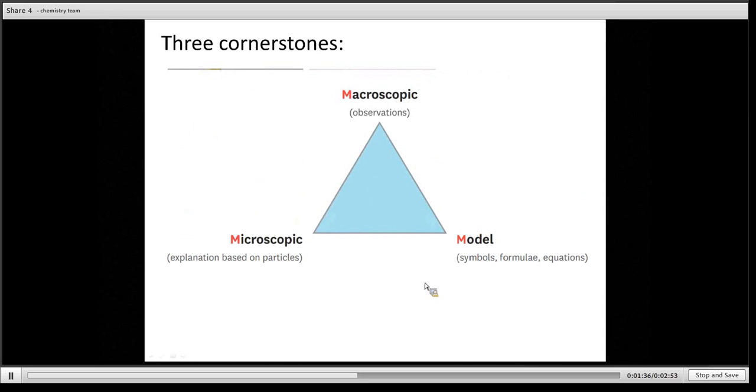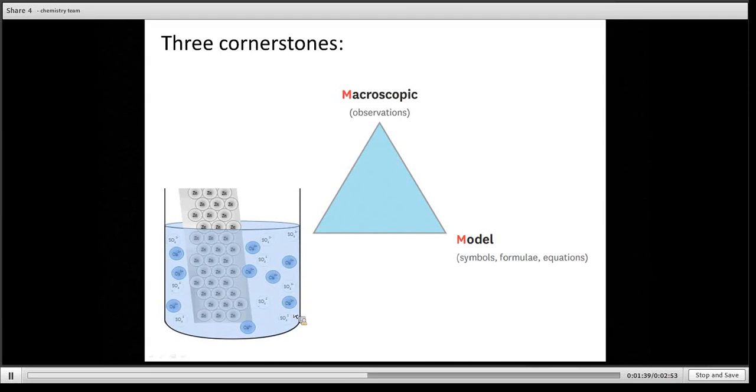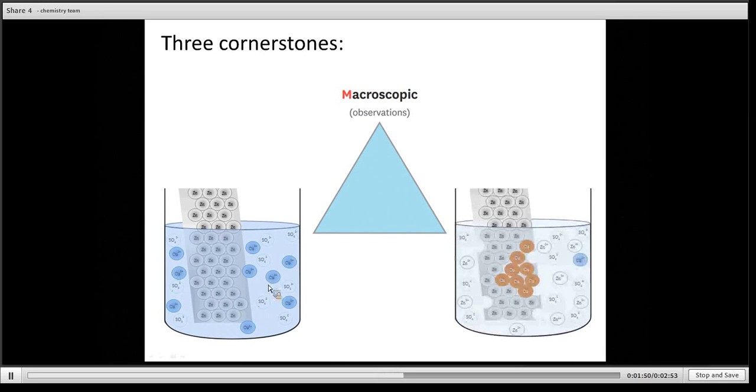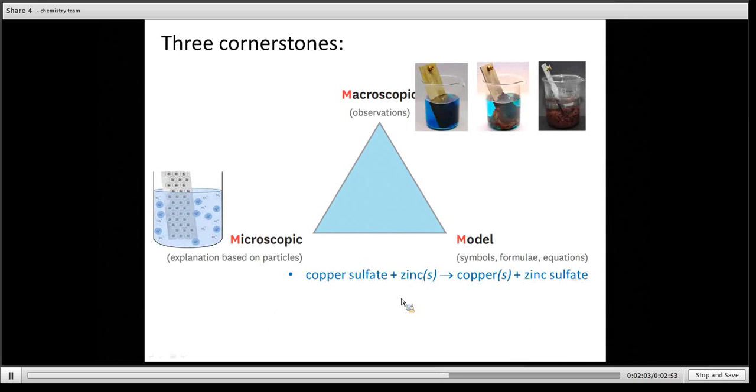So we explain those facts on a microscopic or particle level, where we're trying to show that the zinc is neutral and the copper are positive ions, and what is happening is that the zinc has lost electrons to the copper, so the copper is now copper metal, and the color has faded because we have fewer copper ions present. And we represent this in a model way by either doing word equations, balanced ionic equations, or balanced symbol equations, the formulae as well as diagrams.